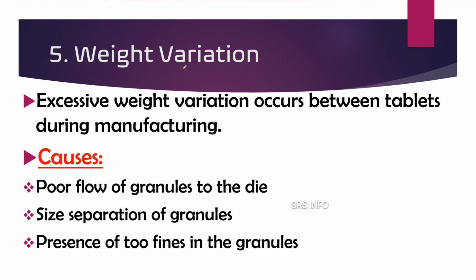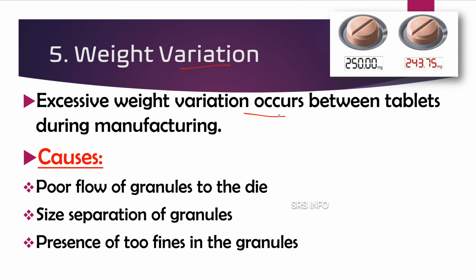Next is weight variation. So excessive weight variation occurs between tablets during manufacturing. We need a 250 mg tablet, but after the production we will get 243 mg, for example. Clear? So there is a weight variation. Sometimes the weight can be increased also. We need 250 mg. After the preparation, we can see that it may be 254 milligram, etc. There is a possibility of increasing or decreasing the weight after the preparation of the tablet.